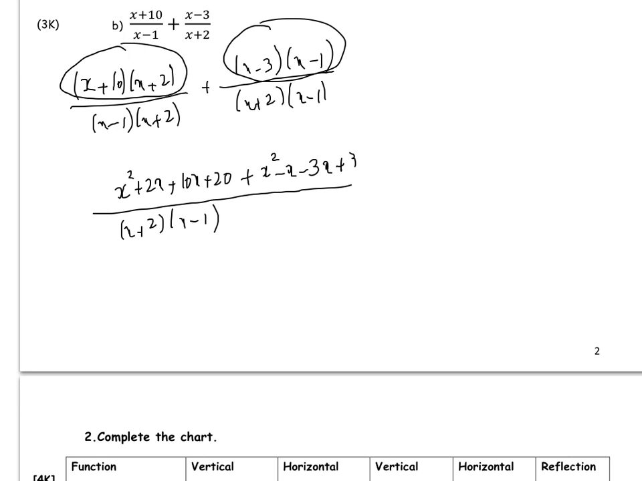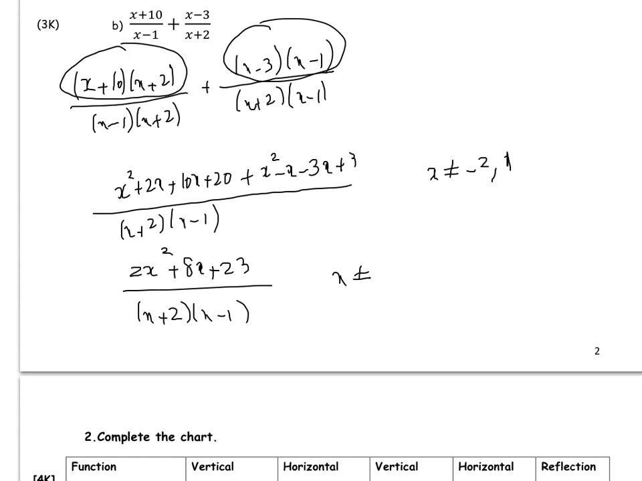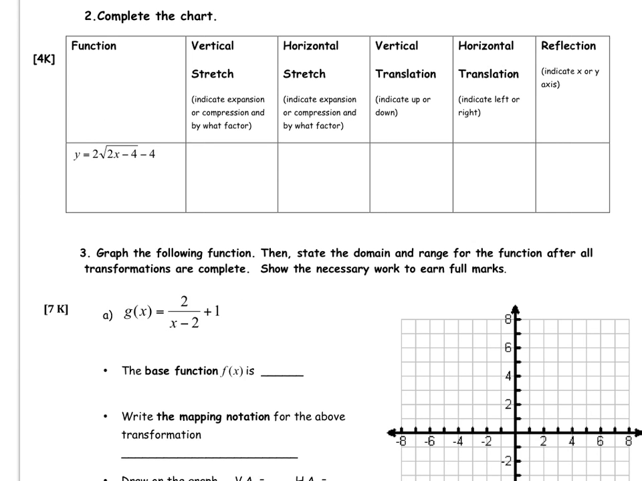Before I continue, I'm going to write the restrictions. The restrictions are x cannot be equal to negative 2 and x cannot be equal to 1. Now, if you simplify the numerator, you are going to get 2x squared plus 8x plus 23 divided by x plus 2 times x minus 1, and x cannot be negative 2 or 1.